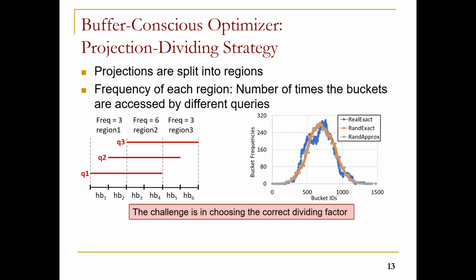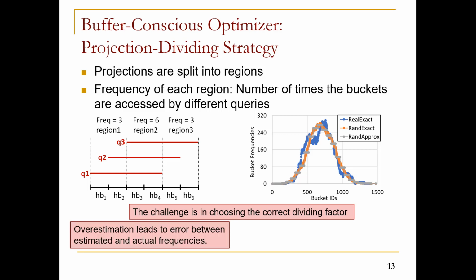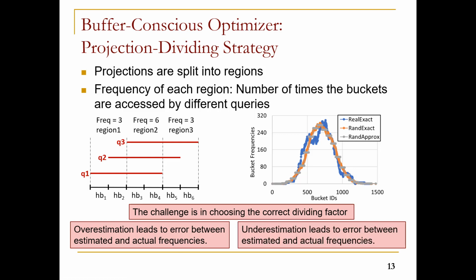As a result, the challenge becomes choosing the correct number of divisions for projections. Too many divisions will lead to an error between estimated and actual frequencies, because then the random queries can be far from other regions and not be good estimators for the frequencies. And too few divisions will result in a high error between estimated and actual frequencies.